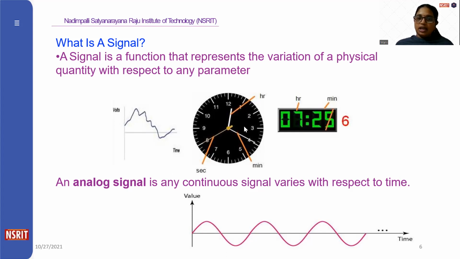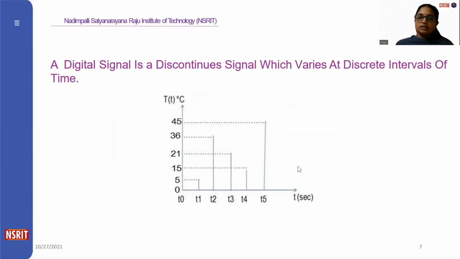This is in time. So this is an analog signal. This is an example of an analog signal. An analog signal is any continuous signal that varies with respect to time. A digital signal is a discontinuous signal which varies at discrete times. So this digital signal is a discontinuous signal. This is not an analog signal.